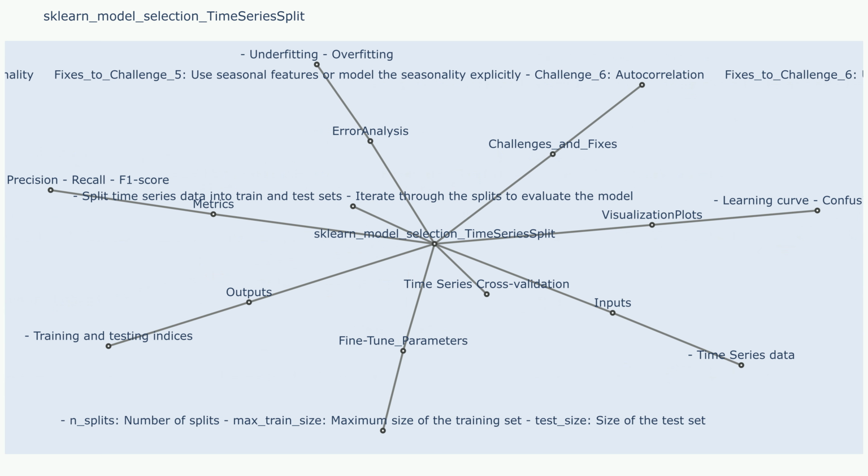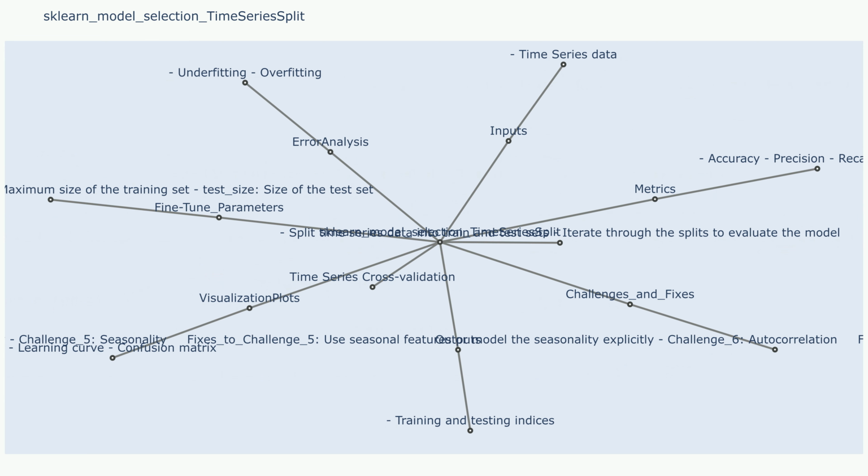Outputs: an iterator that yields train and test indices for each split. The train indices represent the data points used for model training. The test indices represent the data points used for model evaluation.